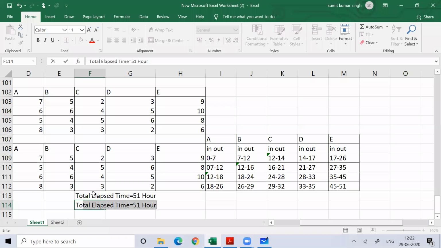Then the total idle time of A: total idle time of A is 51 minus 26. This is the total processing time of A, total idle time of A.